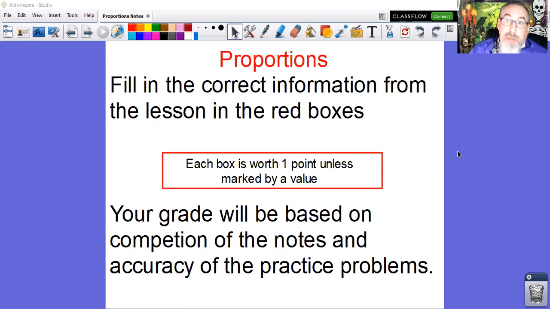All right, today's going to be a little bit about lessons about proportions. Of course, you're going to fill in the blanks where you see the red boxes. Copy exactly what is on my screen into your notes. It's that easy.